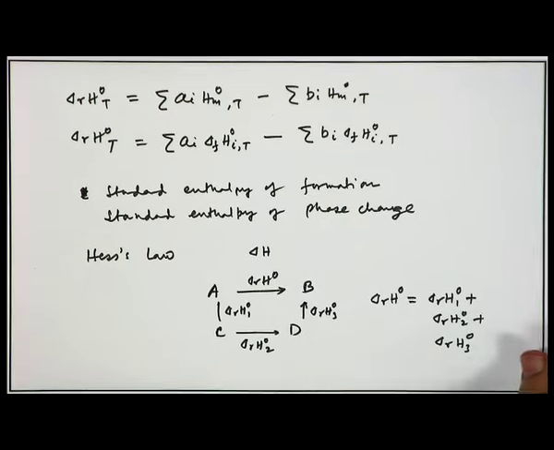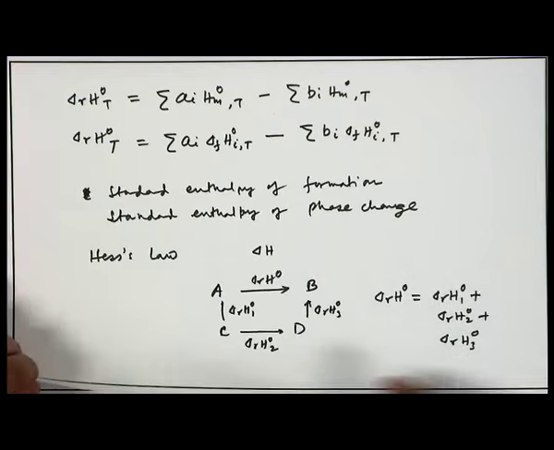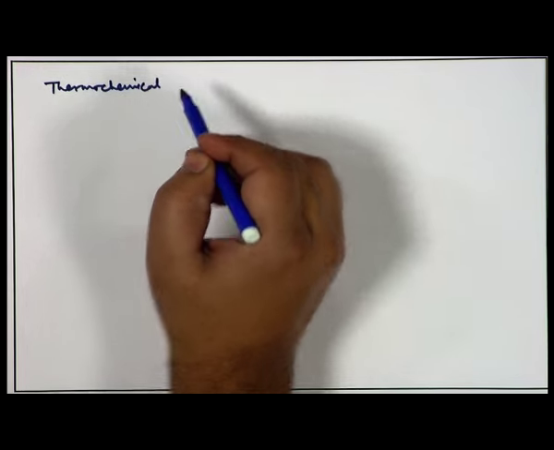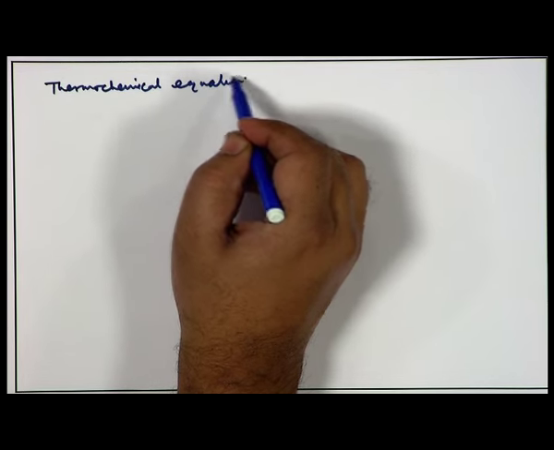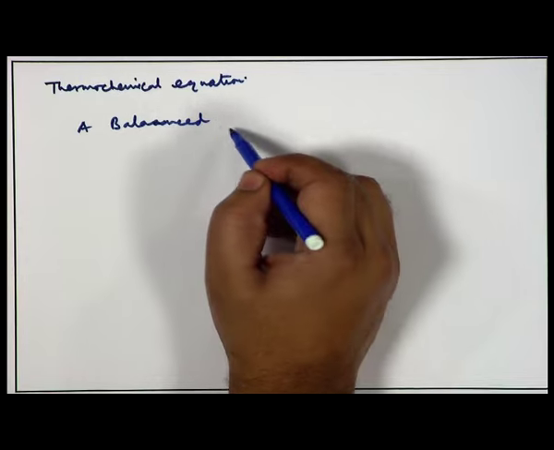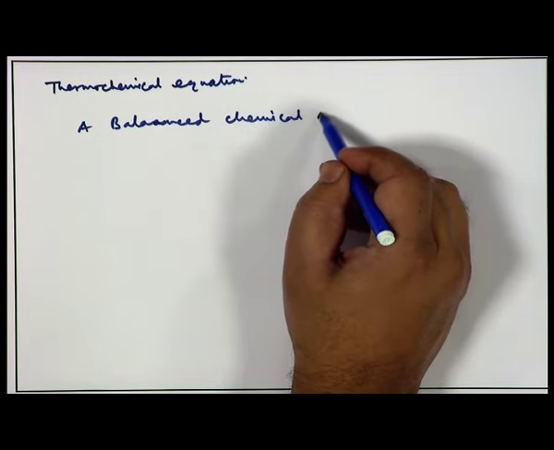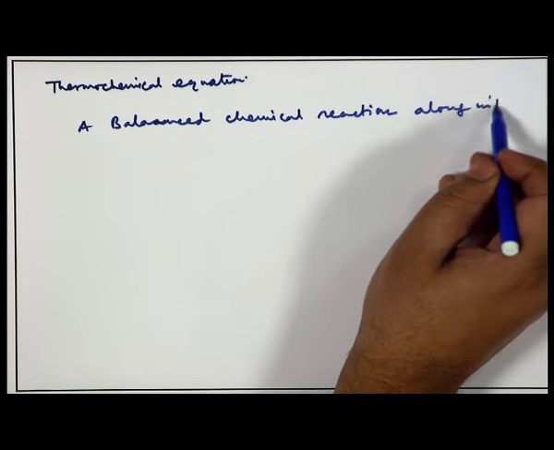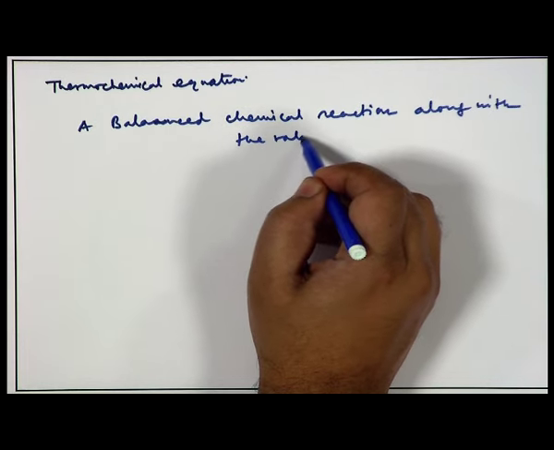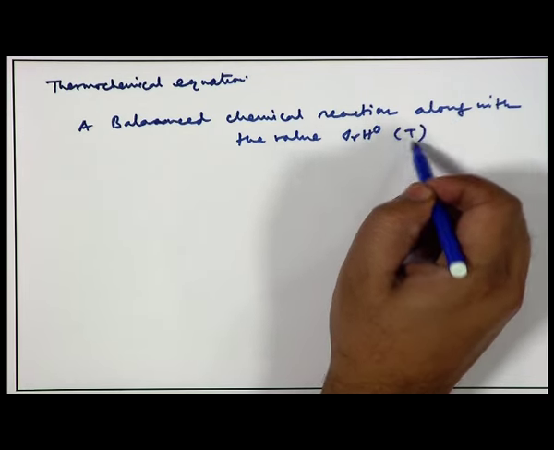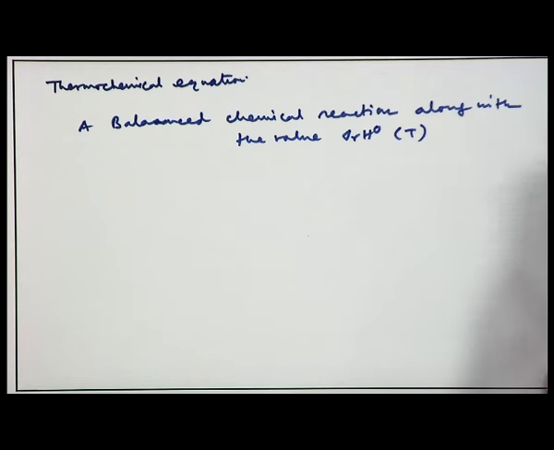We also talked about the thermochemical equation. A thermochemical equation is a balanced chemical reaction along with the value of the standard reaction enthalpy for that particular reaction, at a particular temperature.